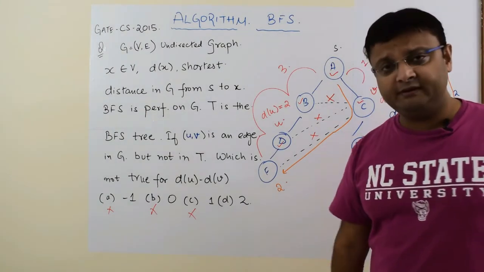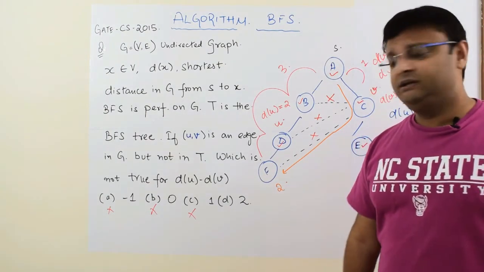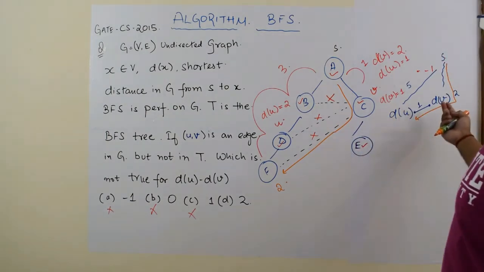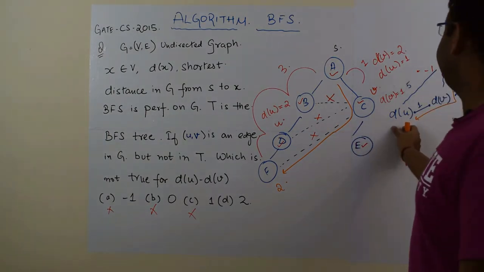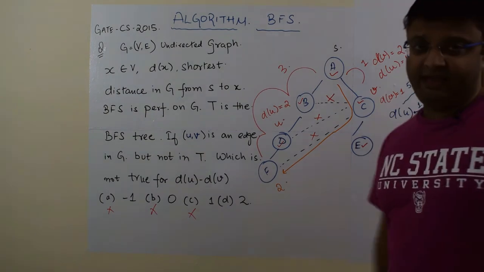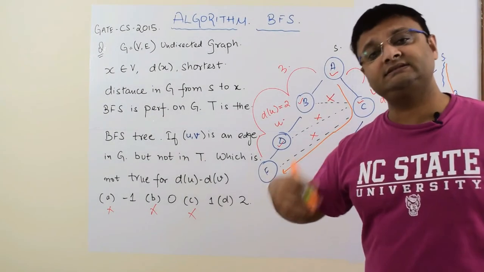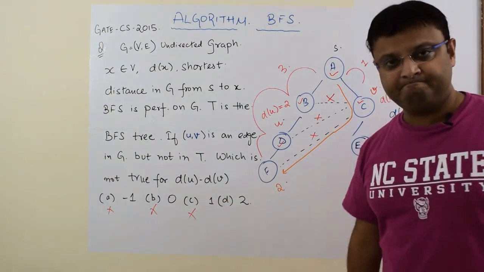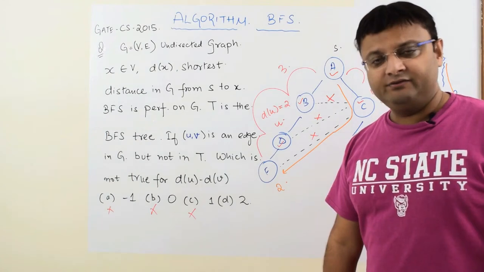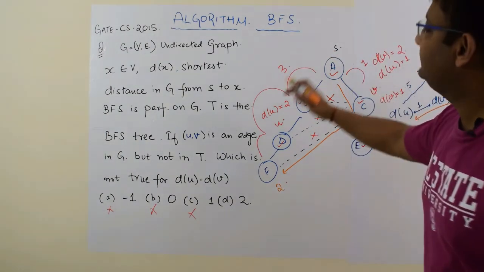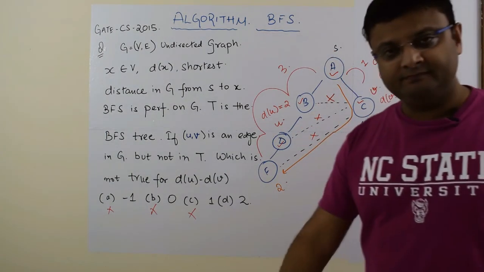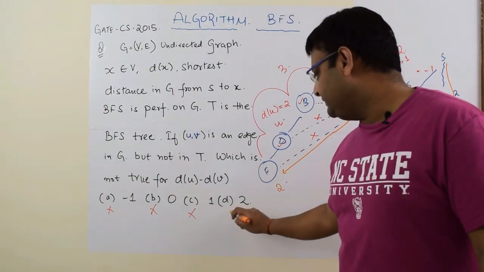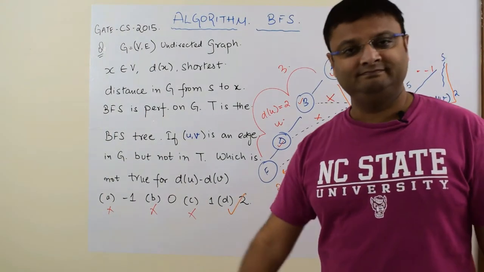Are you getting this point? Because if it's more than 1, then definitely you could reach u via v, and that distance would be dv plus 1, or vice versa. So if you find it difficult, just go through it again and I'm sure it will be clear to you. So my answer in this case would have been 2. Thank you very much.